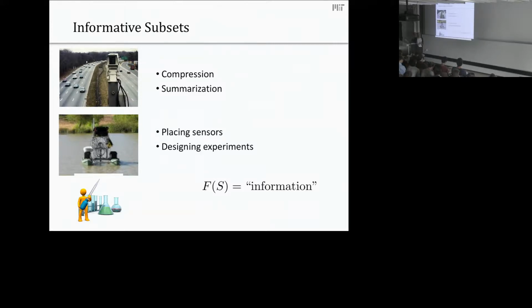This happens if you, say, have to place sensors, if you have to design experiments in biology or chemistry, if you have to ask users for labels and so on. In both cases, the scoring function that we would have is something like how valuable is this subset of data or measurements for the learning problem I have? How much information do I get from this?